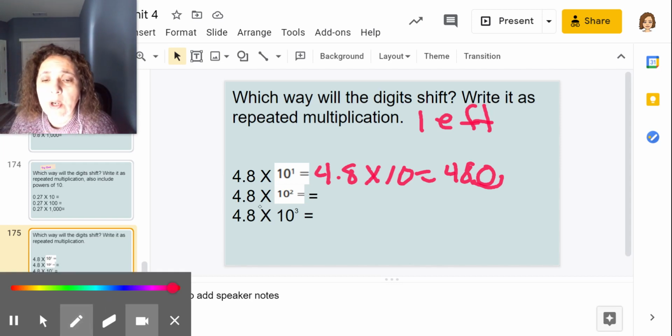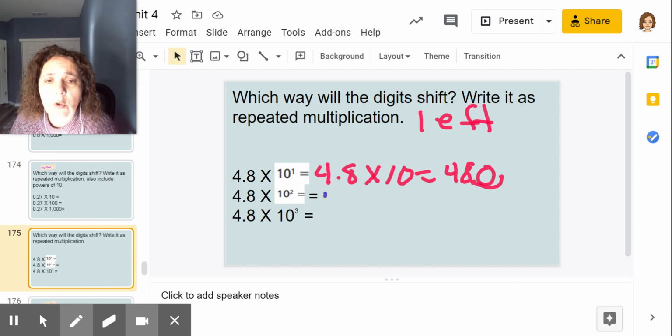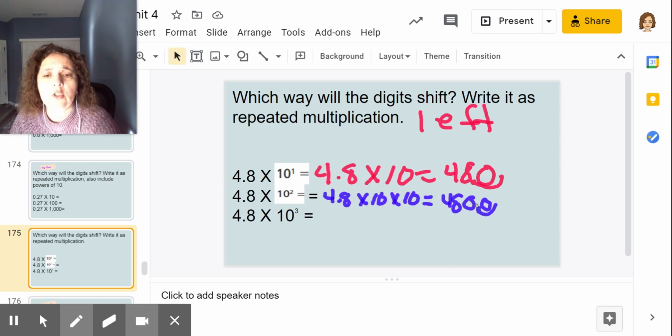So 4.8 times 10 to the power 2 is the same thing as 4.8 times 10 times 10, because I have two 10s, because the exponent is a 2. I'm going to ignore the decimal, which is the same thing as 48 times 1, which is 48. And then I have two zeros, 1, 2. The exponent also tells me how many zeros, right? And I have one place value, so it gives me 480.